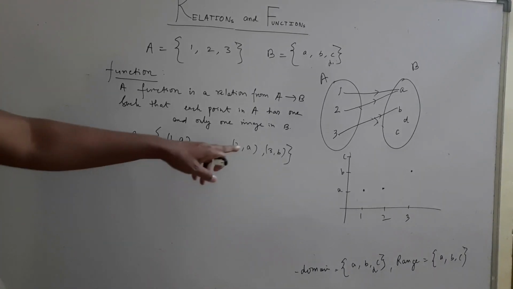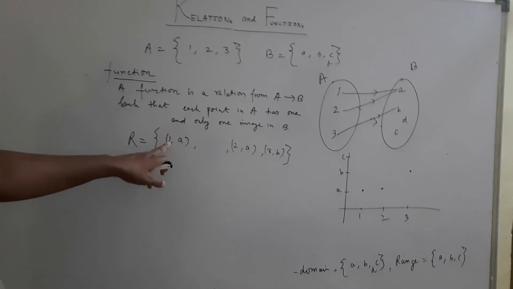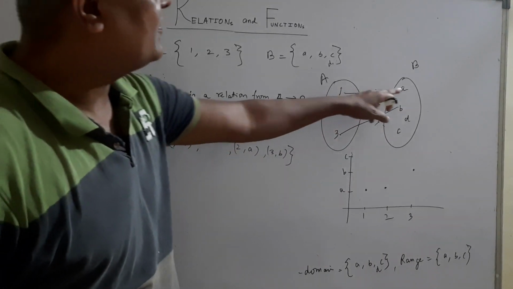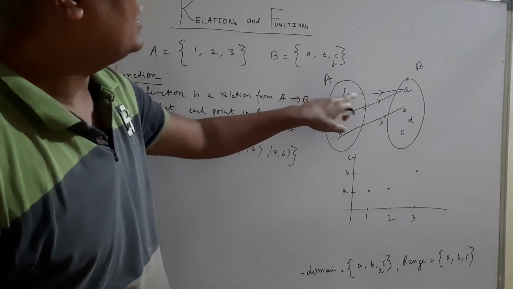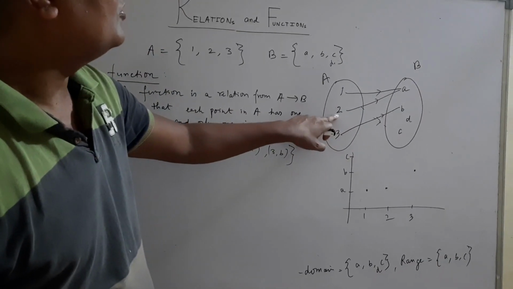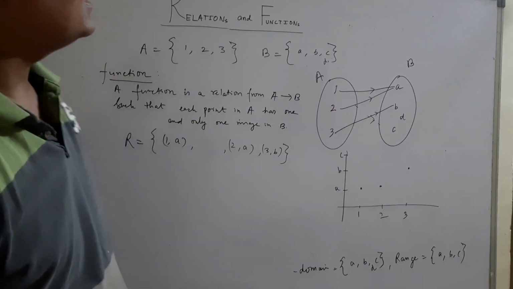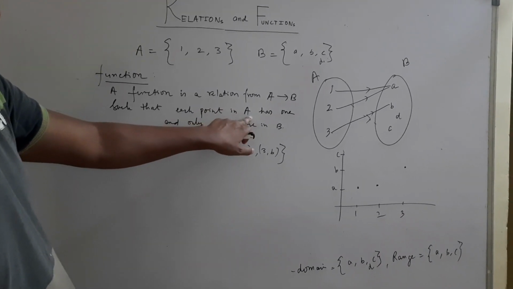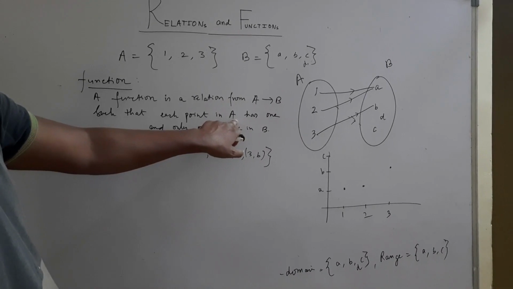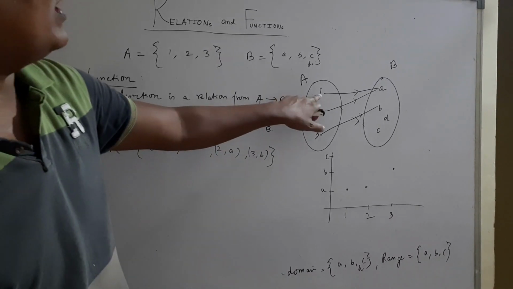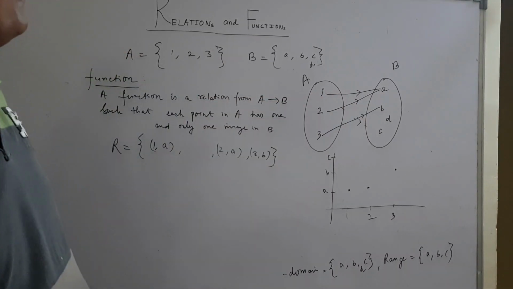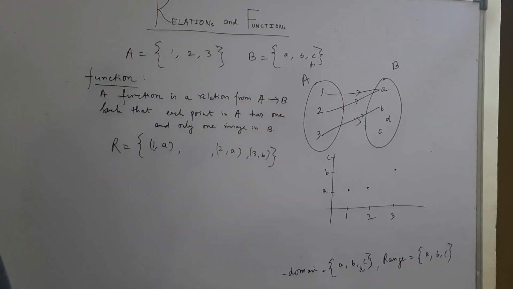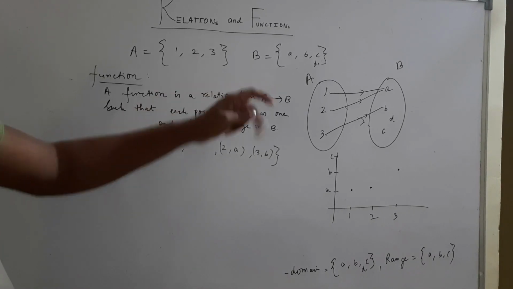Now in this condition, you see that we have 1A, 2A, that is fine. A is the image of 1, A is the image of 2. That is not a problem, because each point in the domain should have only one image. So 1 has image A, 2 has one image, and 3 also has one image. There is no problem with that. So this is a function.